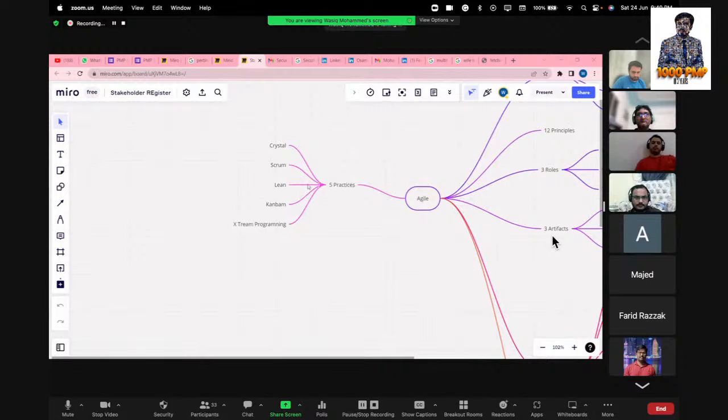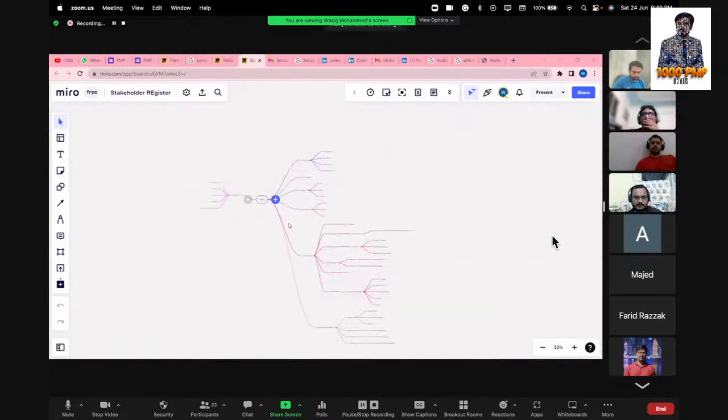Five practices of agile are Crystal, Scrum, Lean, Kanban, and Extreme Programming. This is what we made.